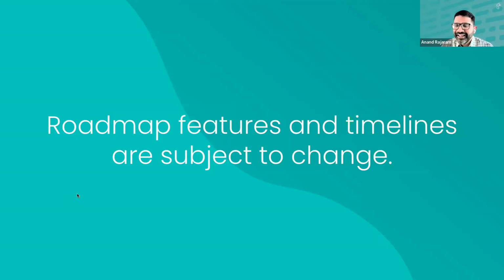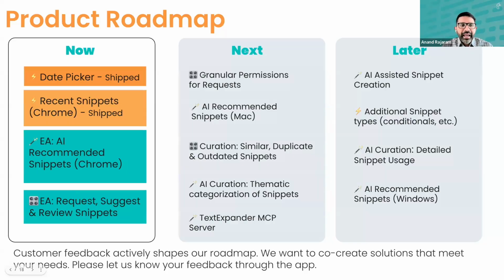So I will share that caveat, and then if we can pull up the roadmap, we think about it in three pillars. What's happening now? This is stuff that we are working on right now, things that have recently shipped or are in early access. The date picker recently shipped. Within our Chrome extension, we are now showing you recently accessed snippets, and that shipped too. The recommended snippets we reviewed, which we just showed in a demo, and requesting, suggesting, and reviewing snippets are now in early access. They are available in customers' hands. We would love to get more of you on those programs.